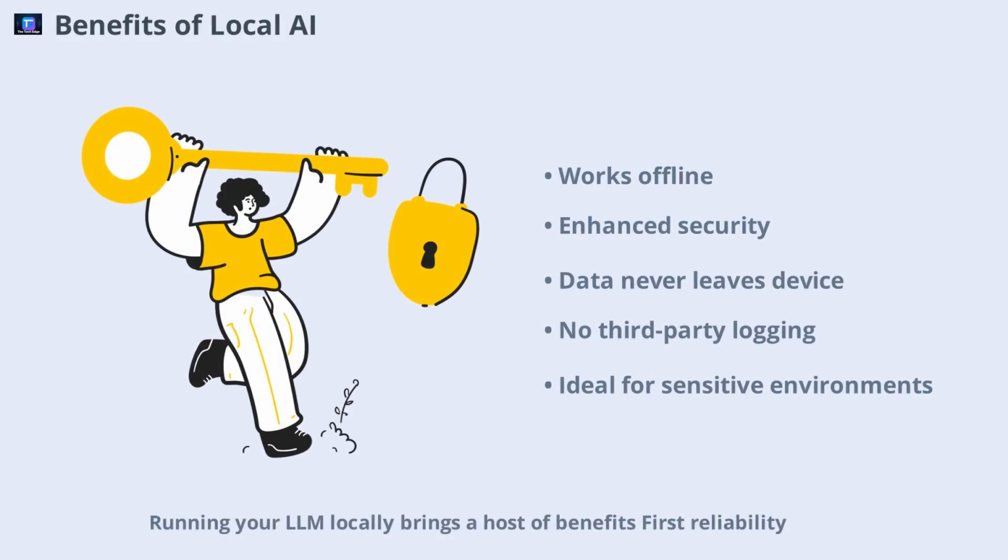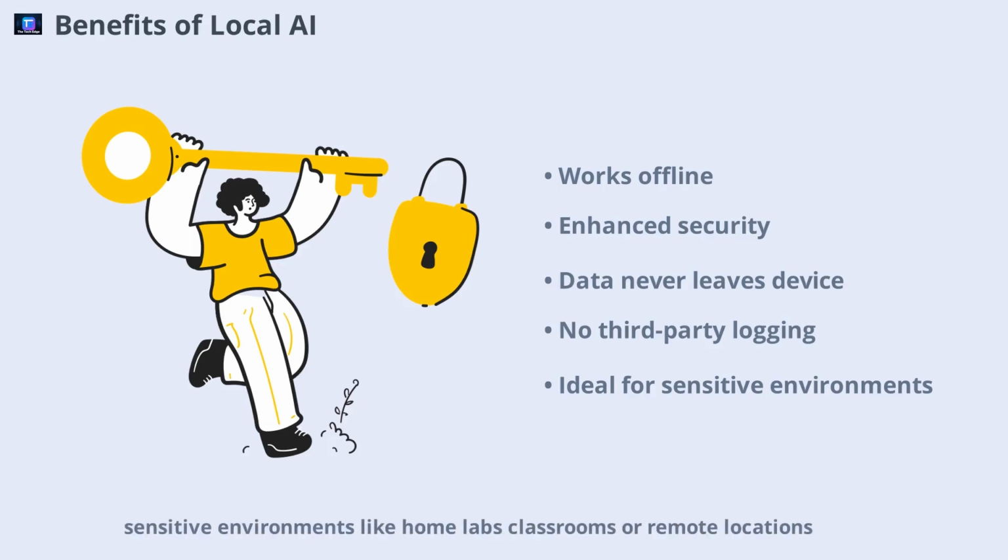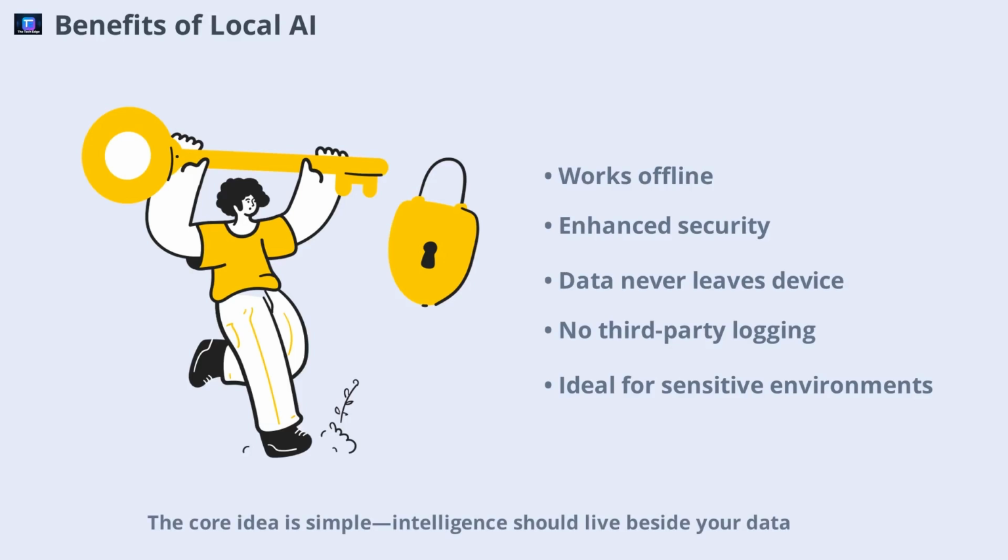Running your LLM locally brings a host of benefits. First, reliability. Your assistant keeps working even if the internet goes down. Second, security. Your data never leaves your device, reducing exposure to breaches or leaks. Third, privacy. No third-party logging, no API key leaks, and no compliance headaches. This is especially important for sensitive environments like home labs, classrooms, or remote locations. The core idea is simple: intelligence should live beside your data, not above it. This is the heart of the Edge AI movement.